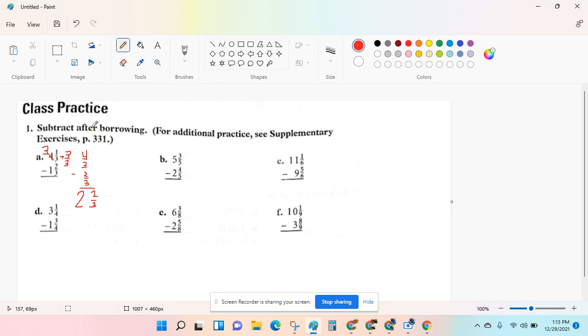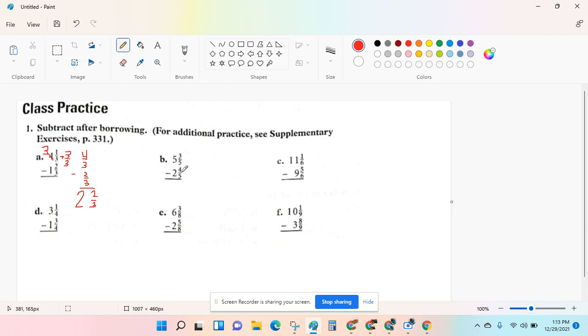So, like I said before in previous videos, whenever you borrow from a fraction, you're not borrowing 10 like you normally would and put 11 here. You're borrowing whatever the number is at the bottom, whatever your denominator is. You're borrowing a whole set of that. Okay, so we'll do one more.